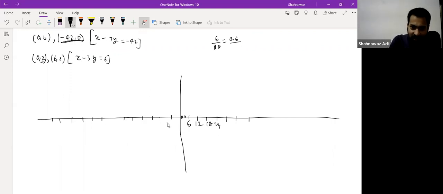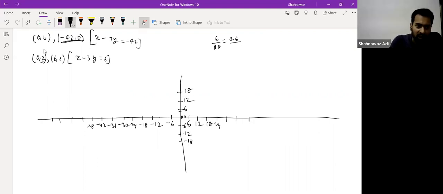So 24. Then minus 6, minus 12, minus 18, minus 24, minus 30, minus 36, minus 42 and minus 48. And the y-axis is simple: 6, 12, minus 6, minus 12 and minus 18.